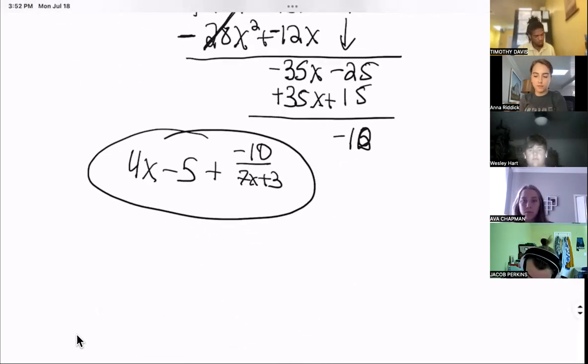I have a quick question. Sure. So would it be wrong to write 4x minus 5 minus 10 over 7x plus 3? Or do you have to have the plus sign there? No, you can have the minus sign.